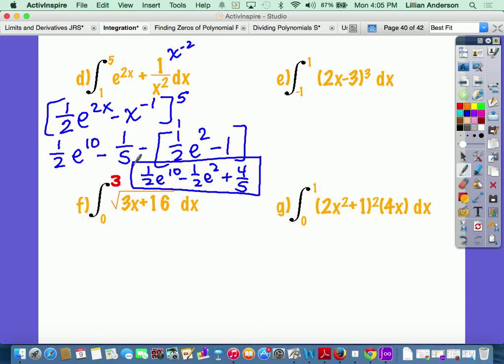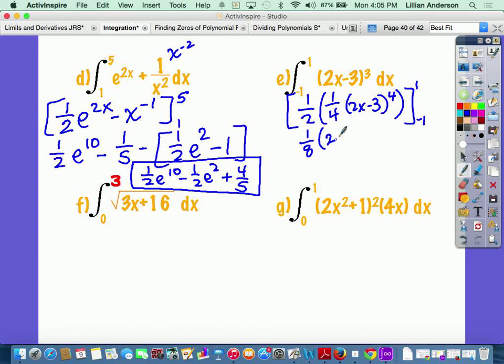Let's look at E. So linear function, so remember it's 1 over a times 1 over n plus 1, and then n plus 1. I'm going to evaluate that from -1 to 1. 1/2 times 1/4 is 1/8. I'm going to plug in 1 to get 2 minus 3 to the 4th. Then I'm going to plug in -1. So 1/8, -2 minus 3 to the 4th.